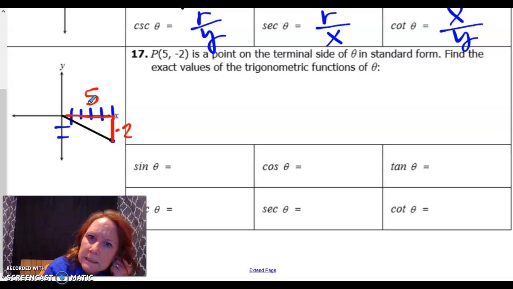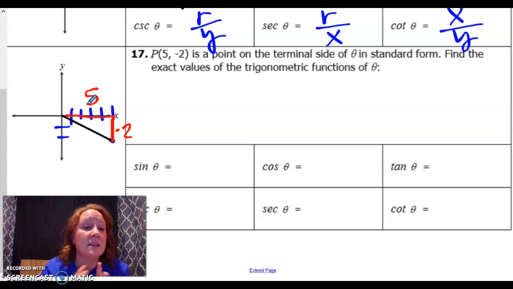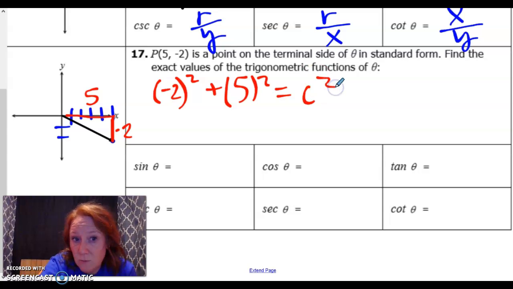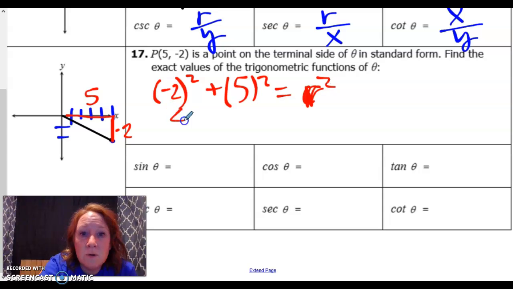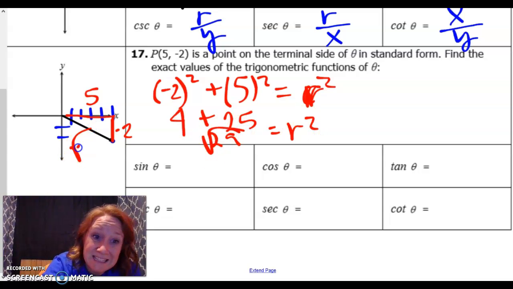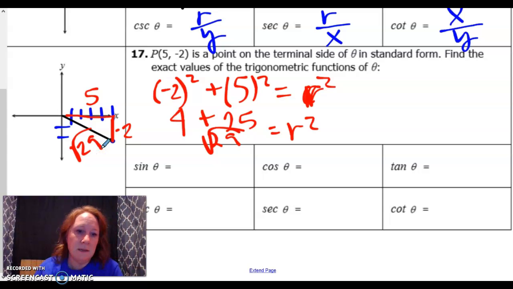Now find the exact values of all the trig functions. But I don't know the hypotenuse yet, so I'm going to use a squared plus b squared equals c squared, or the radius squared, maybe we should call it. So 4 plus 25 is 29, which equals my radius squared, so the radius is the square root of 29. Yes, that's yucky. It's almost always going to be yucky.